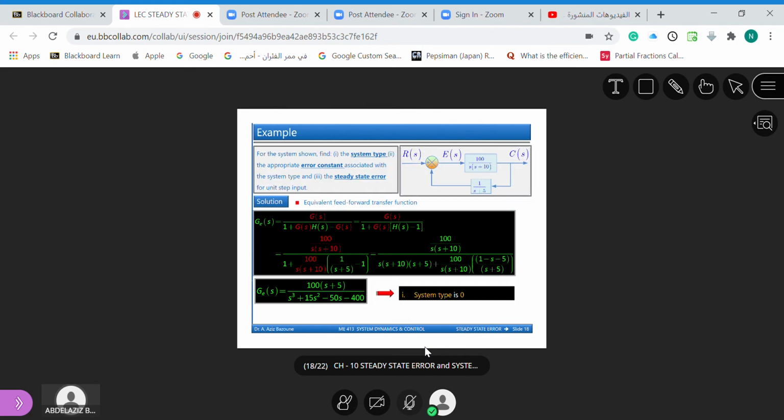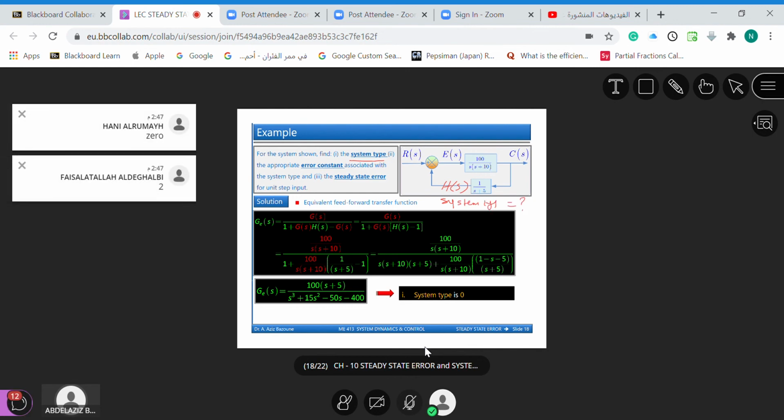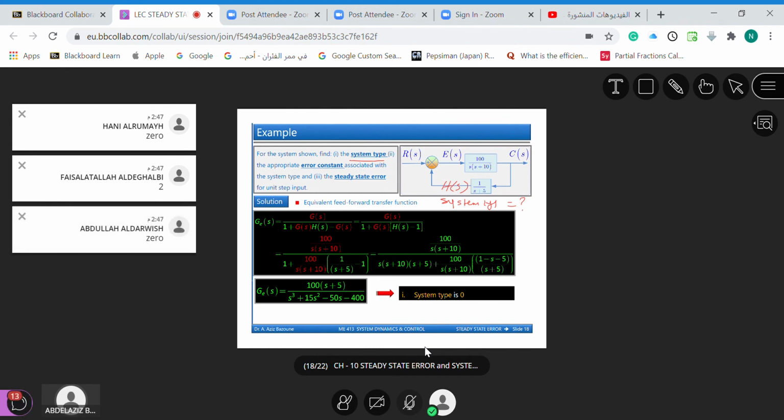As an example of that, they are asking you, for the system shown, to find the system type. We have this equation. Here, H of S is not equal to 1, as you can see. H of S is equal to 1 over S plus 5. What is the system type? Can anybody tell me what the system type is here, Shabab? Yalla, question, please. What is the system type? System type, Shabab.